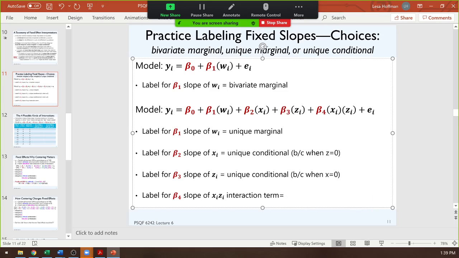Now here's the last one. This will be a bit tricky. I'll start you off. It's unique because it's controlling for everything else. But is the interaction term marginal or conditional? Oh, we got to vote for marginal. Oh, we got some on both sides here. Pam, you look very happy about this. Why do you think it's marginal?